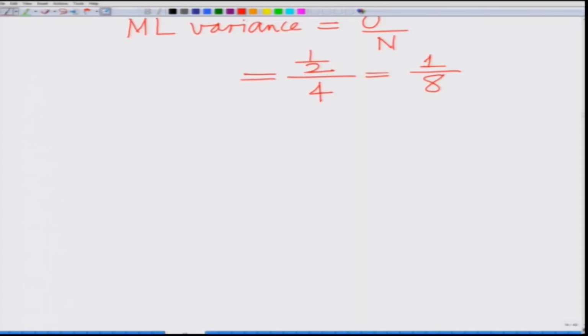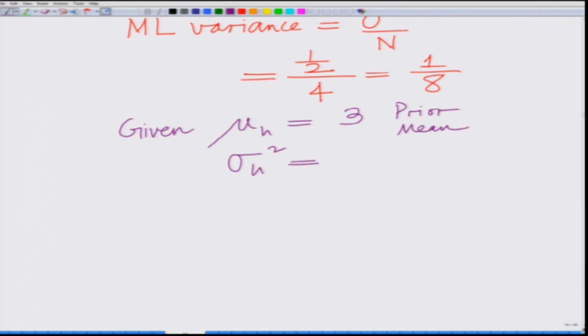Now, let us look at the prior. Let us say the prior mean is given, of course, this information has to be given, mu h equal to 3. This is your prior mean, and sigma h square equals 1 over 4. This is the prior variance.